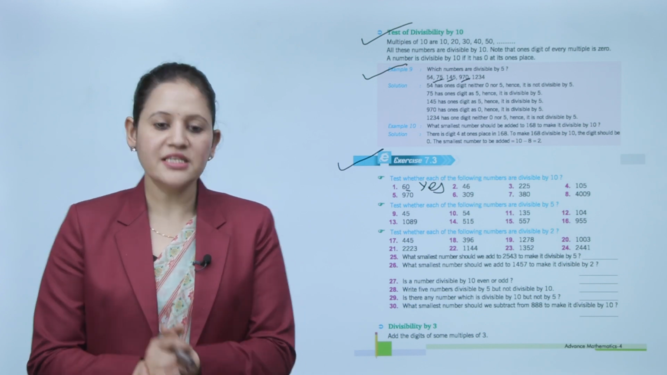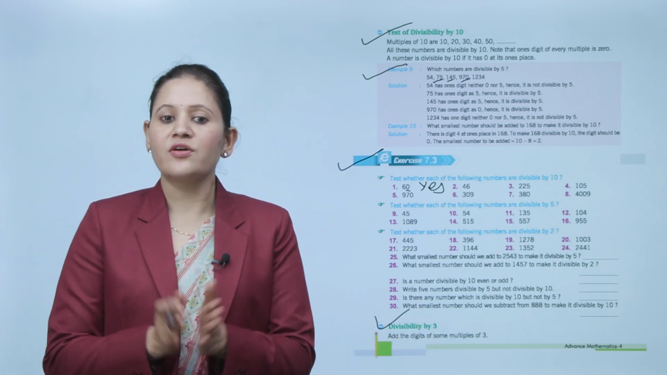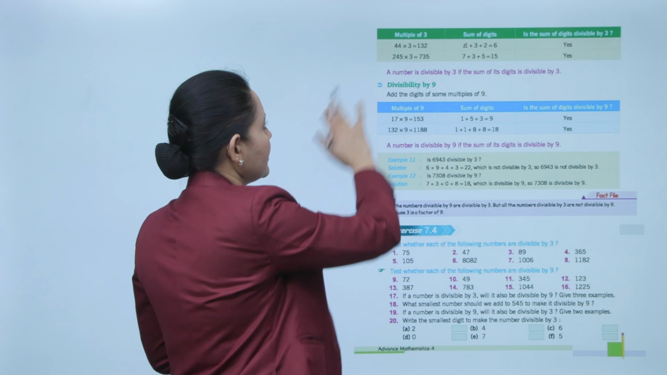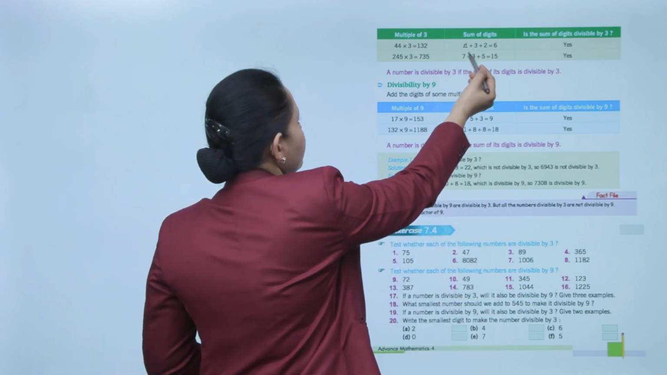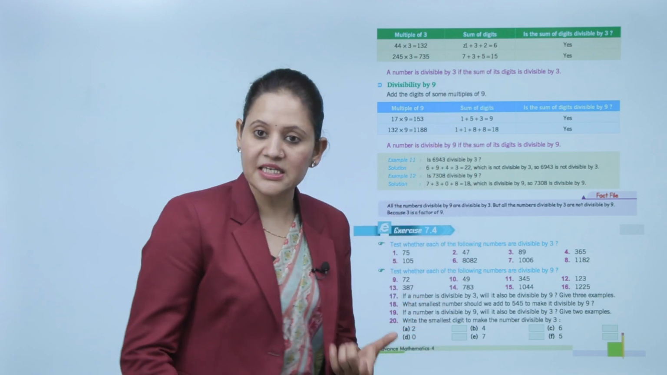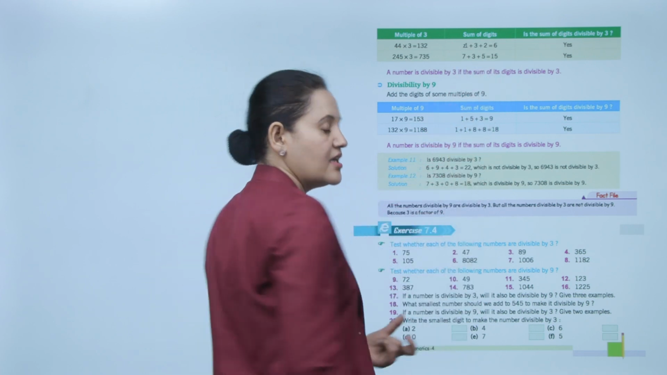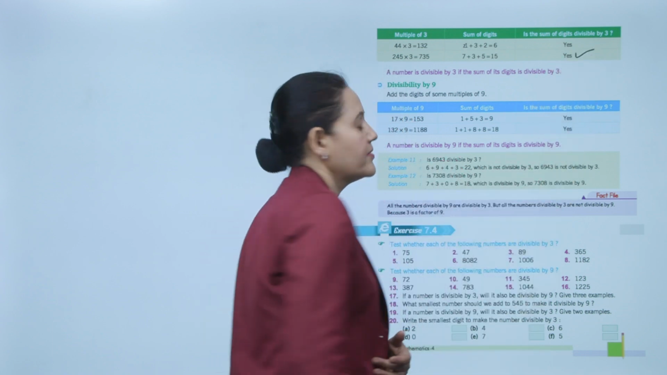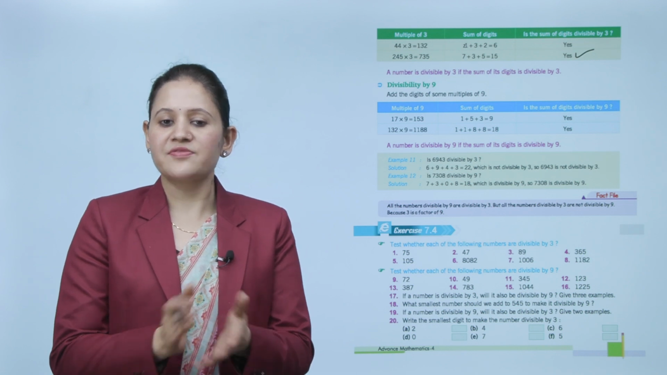Next is divisibility by 3. Add the digits of the multiples of 3. Like 44 into 3, that is 132. So the sum of the digits, 1 plus 3 plus 2, is 6. That means it is divisible by 3. Here the sum of digits is 7 plus 3 plus 5, that is 15. That is a multiple of 3. That means it is divisible by 3. So a number is divisible by 3 if the sum of its digits is divisible by 3.